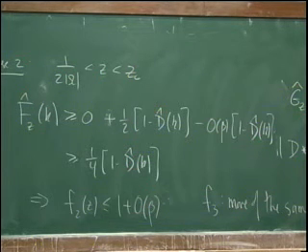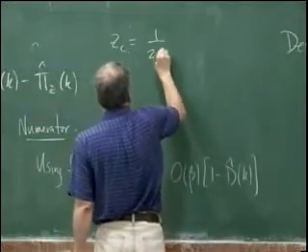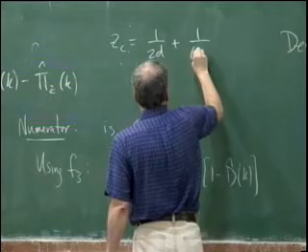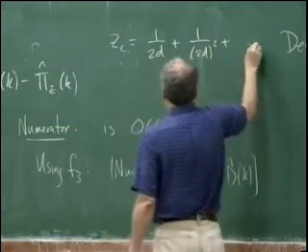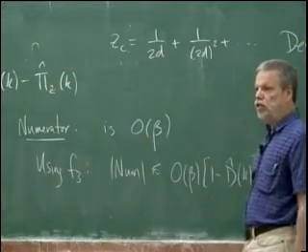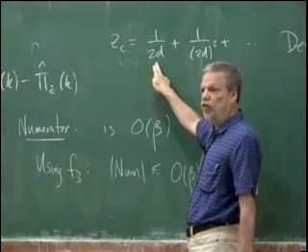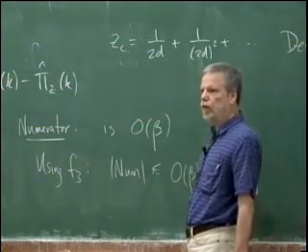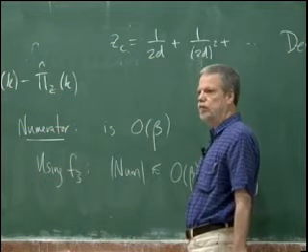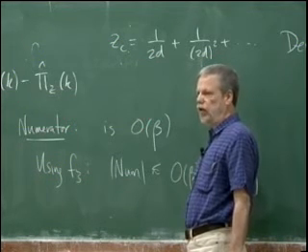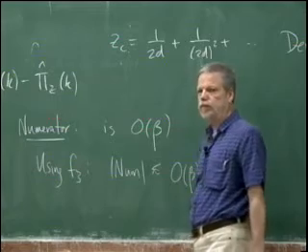Well, it is true because zeta c is actually equal to 1 over 2d plus 1 over 2d squared plus higher order terms. And so if you take d big enough, this is less than any multiple of 1 over d. Right? That's right. That's right.